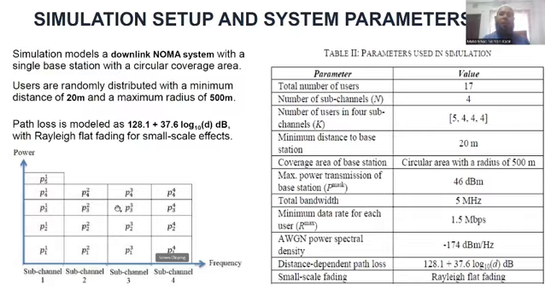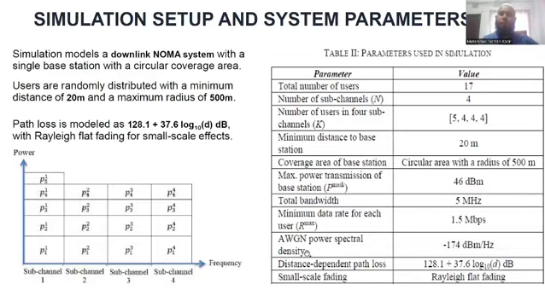And these 17 devices are randomly placed within the 20 to 500 meter distance from the base station, and we have a circular area that covers the coverage area of that base station. And we have some more information like total bandwidth and minimal data rate. Total bandwidth is 5, so the subchannel bandwidth will be 5 divided by 4, that is 1.25 megahertz.